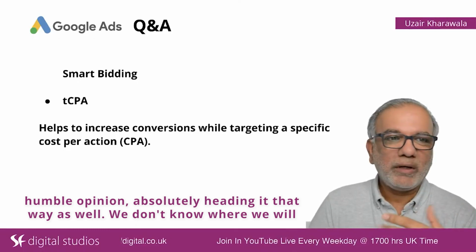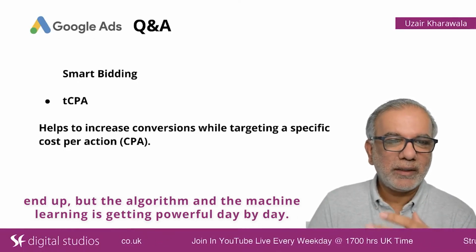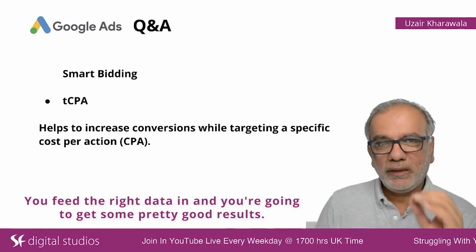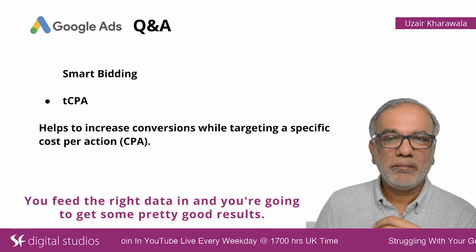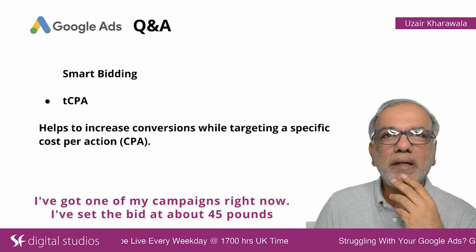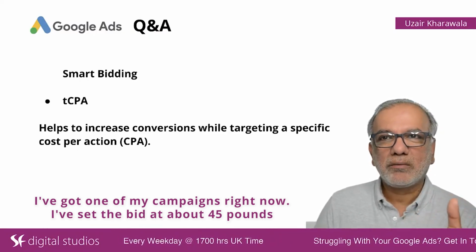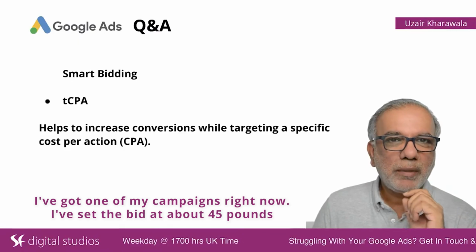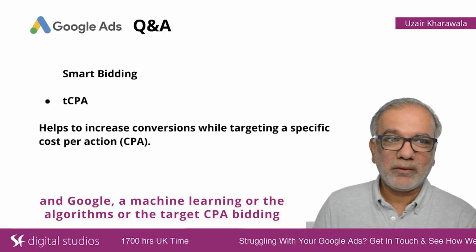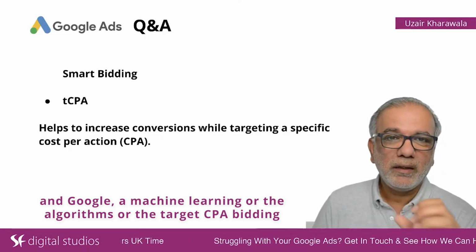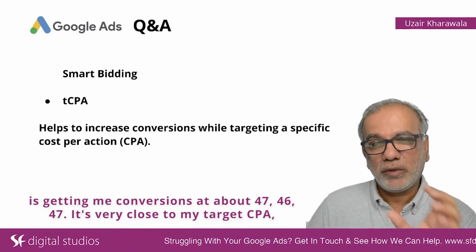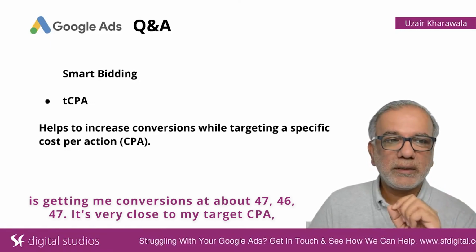So we don't know where we will end up, but the algorithm and the machine learning is getting powerful day by day. So you feed the right data in and you're going to get some pretty good results. I've got one of my campaigns right now. I've set the bid at about £45, and Google machine learning, or the algorithms, or the target CPA bidding is getting me conversions at about 46, 47. So it's very close to my target CPA.